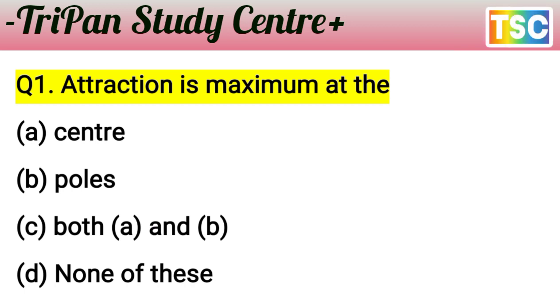You might think center is right, but it is not the center here. It is the magnetic poles, the north and south poles, not the center. So option B is correct. Attraction is maximum at the poles, meaning the south and north poles. Option B is the correct answer for this question.